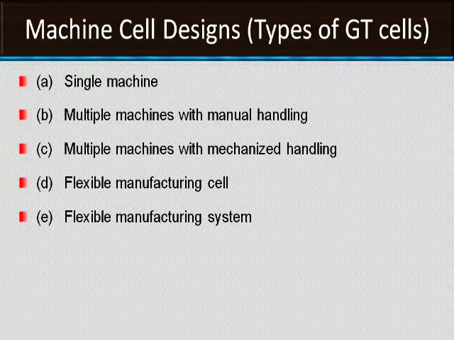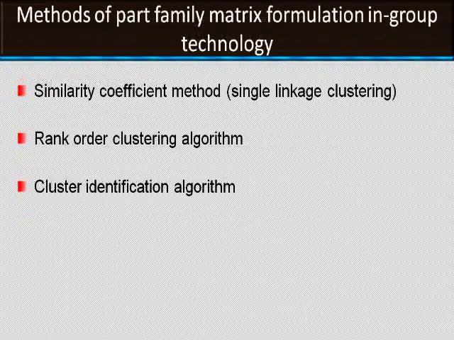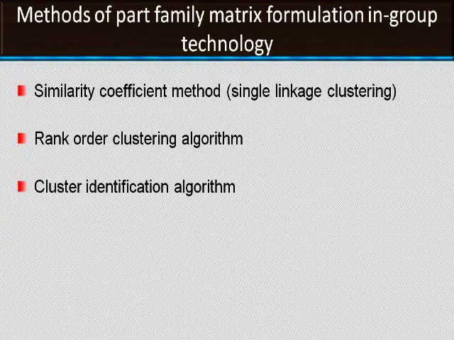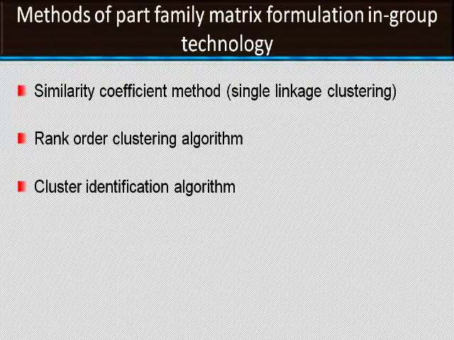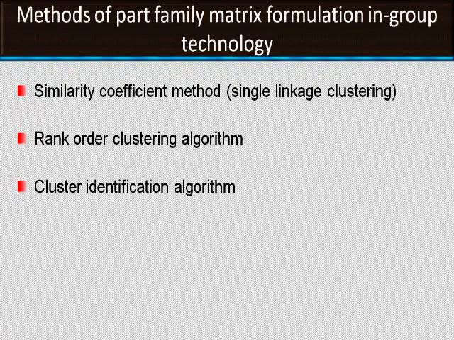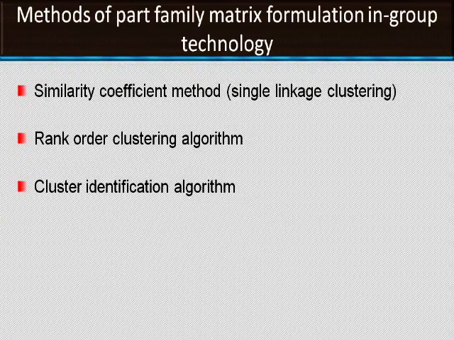Now, methods of part family matrix formulation in group technology. How can you formulate a machine cell? One machine is machining several parts, another machine is machining several parts. How do you identify machine parts, as well as how do you identify machine family as well as part family? Because I wanted to know a part family and the machines that are producing this part family. I call this, as I already discussed, a machine family. This can be done based on similarity quotient method, rank order clustering method, cluster identification method.